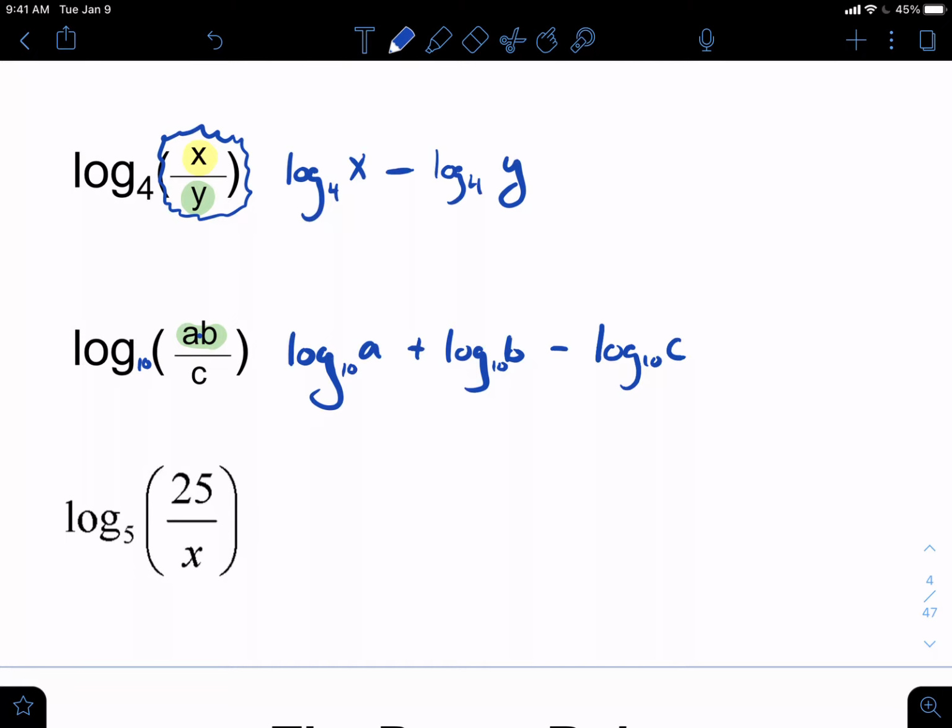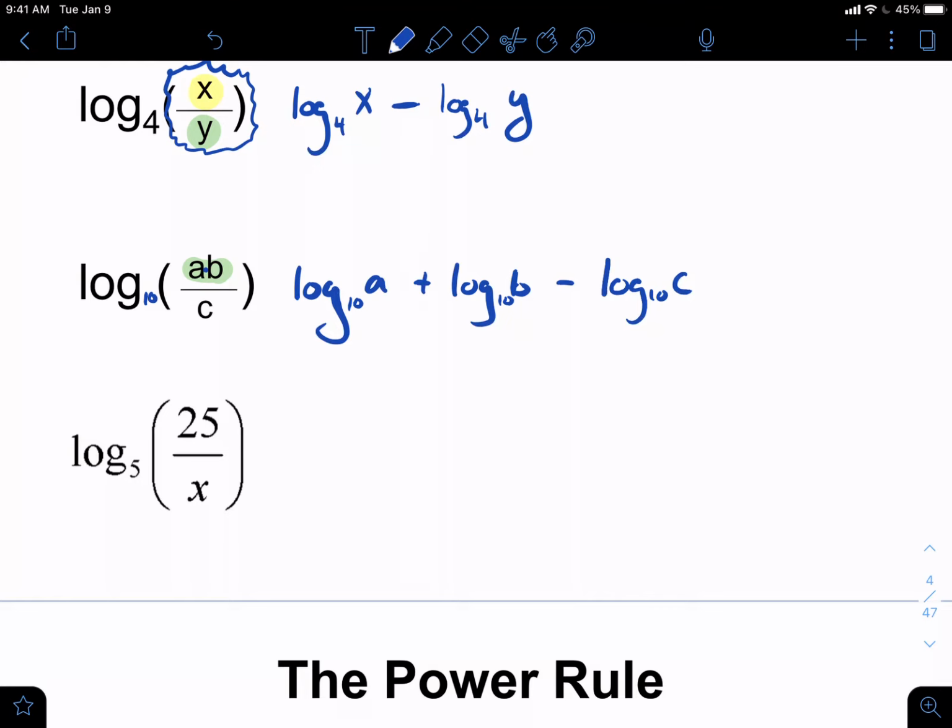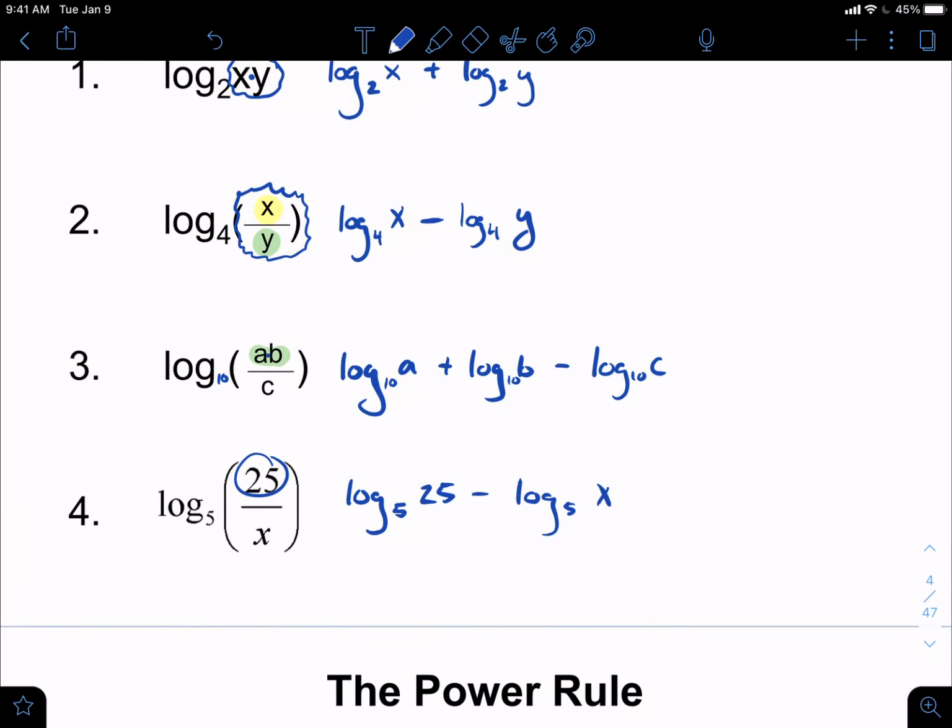Looking at our last problem here, now this isn't 2 times 5, this is just 25. So I can rewrite this as log base 5 of 25. Since we are dividing, we want to subtract over the log base 5 of x. Now, something unique on this problem that we're seeing for the first time. Both of these two things are numbers. We have a base and we have a number.